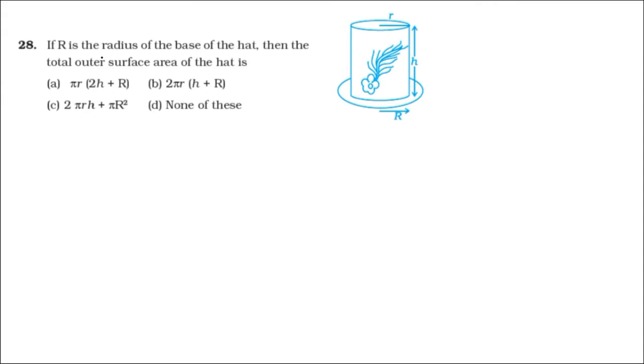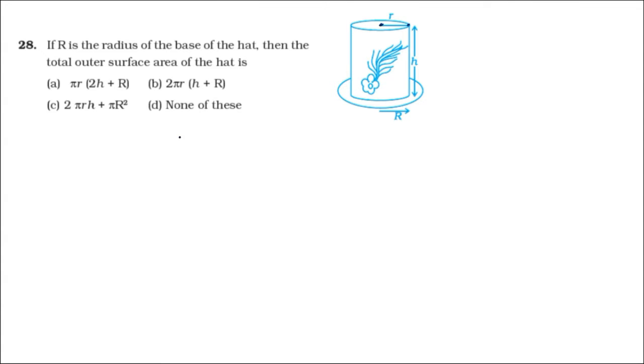Question number 28. If capital R is the radius of the base of the hat, then the total surface area of the hat is. You look at the figure over here, they have given small letter r as the radius of the top surface, and the radius of the bottom is capital letter R. The height of the cap is h.